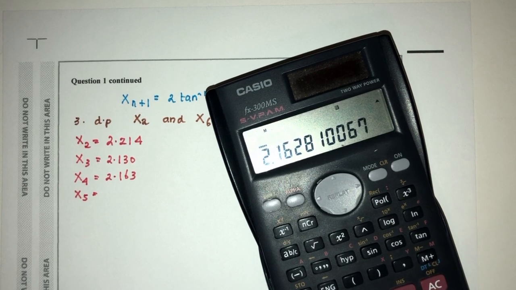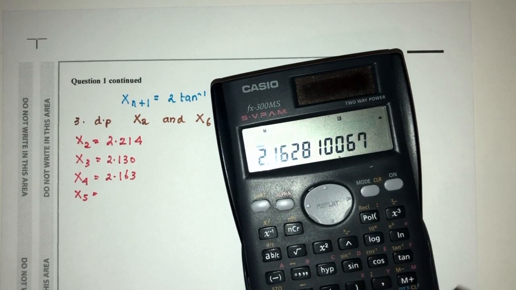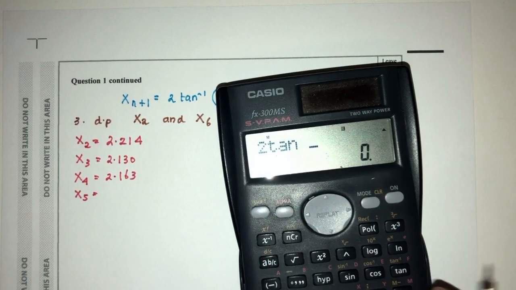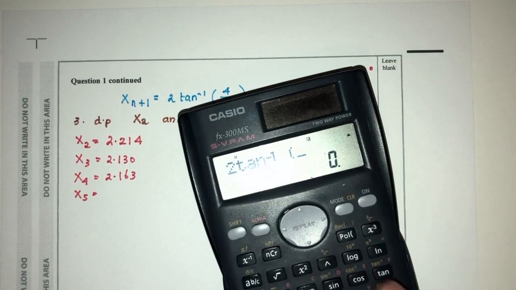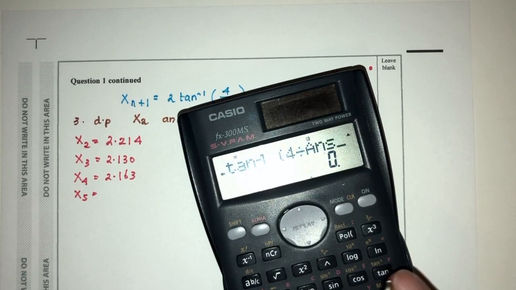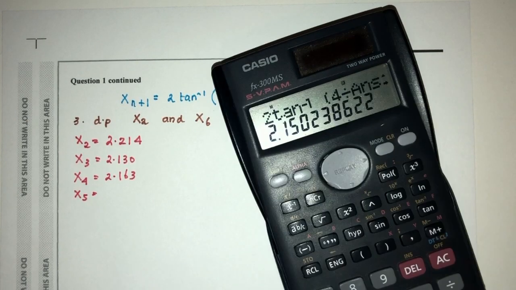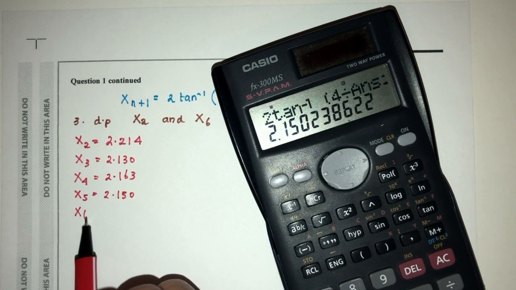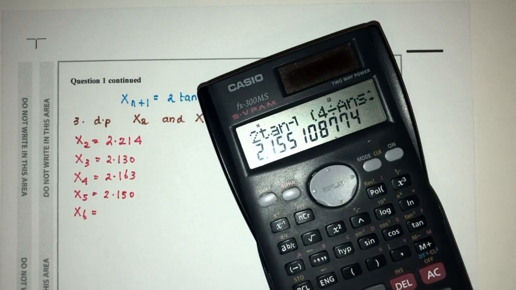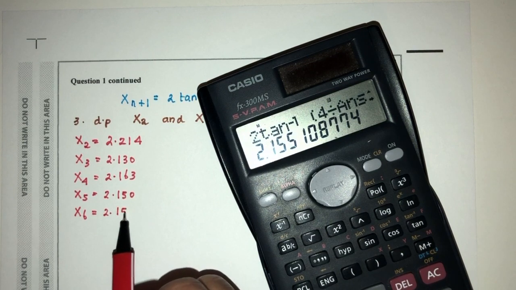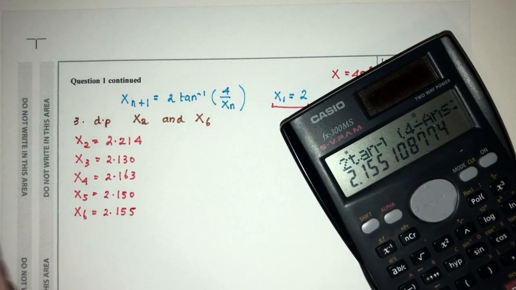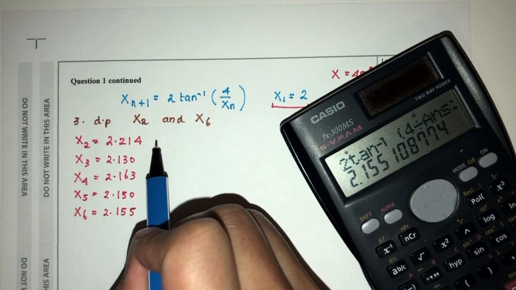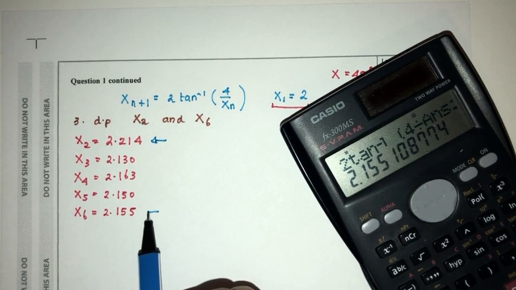I think I messed up. Yeah, I did mess up, so I have to try again. So the answer is this one, replace it back in, so that will be 2 tan inverse of 4 divided by the answer. That will be x5, 2.150, and x6 will be 2.155.